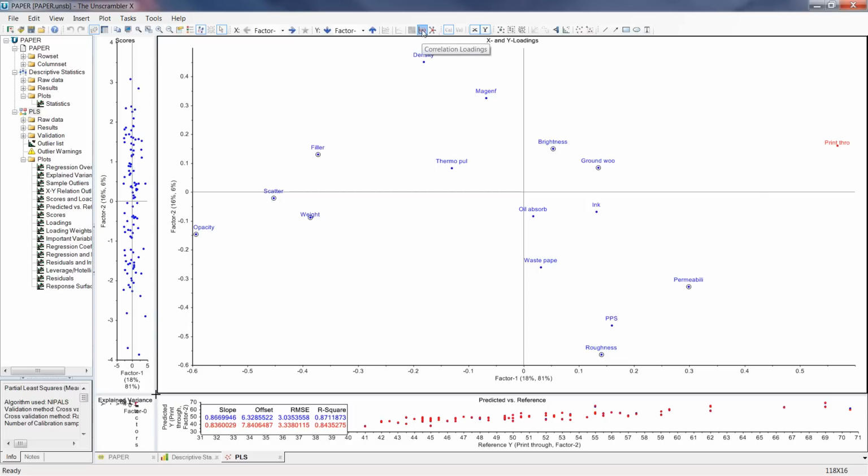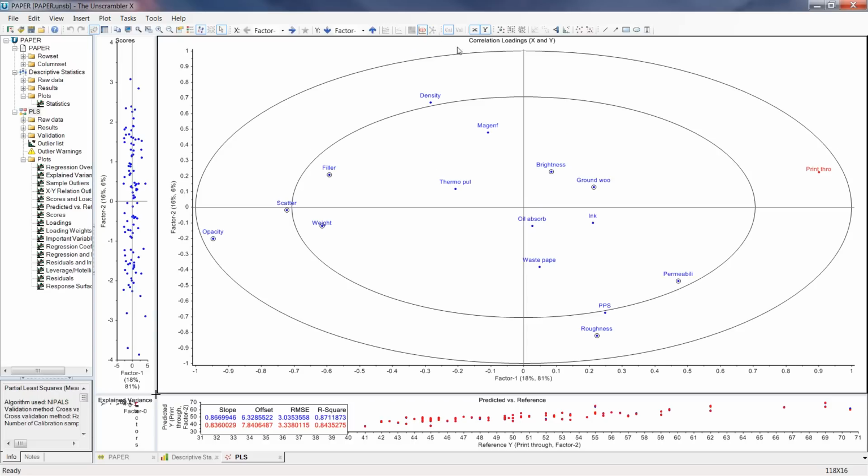Another thing we can look at is our correlation loadings. This shows us how much of these variables are being used in each factor. So this inner circle is 50% and the outer circle is 100%. Anything that lies between those two circles is usually contributing significantly to those factors. So in factor 1, you're basically looking at opacity and scatter as the highest ones. And then in factor 2, you're looking at roughness. And print through is very high on factor 1.